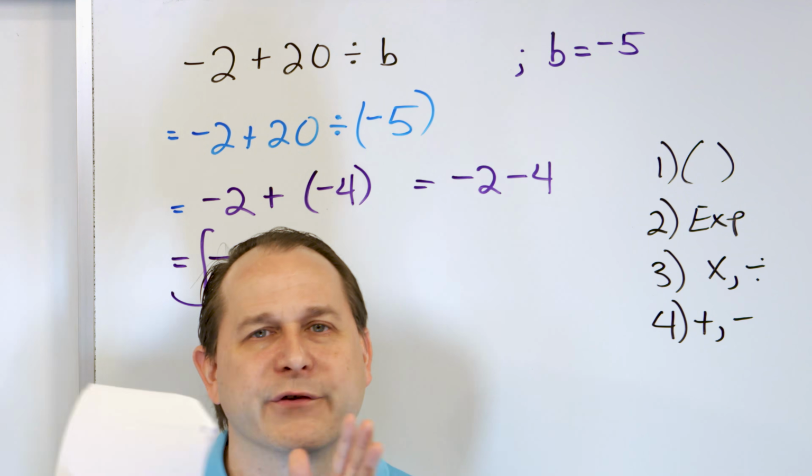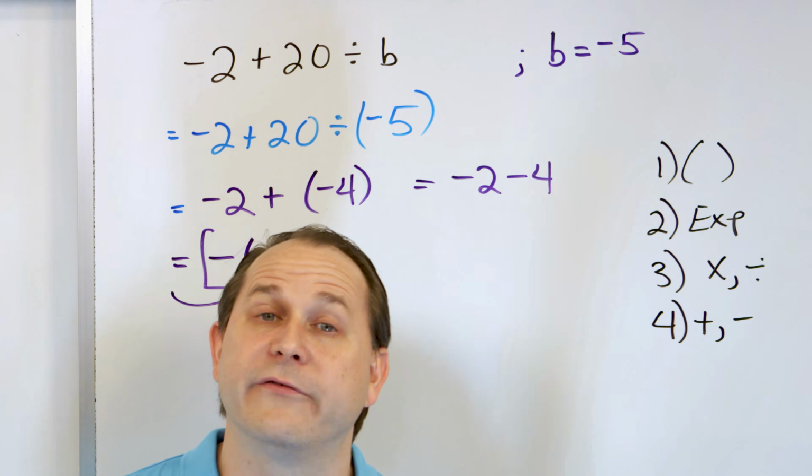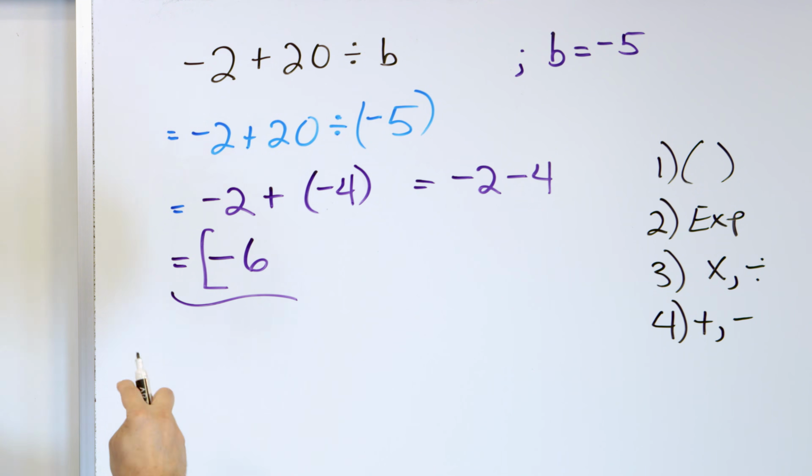So we're using skills from before. We have to understand order of operations. Then we have to also know how to add and subtract, multiply and divide these negative numbers, integers. And we have to put all of that together.